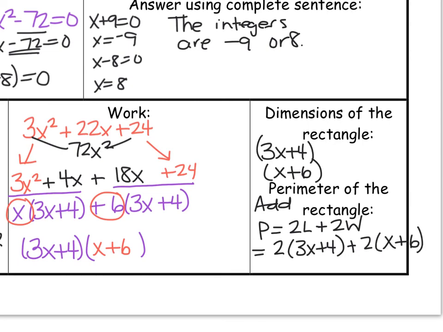It doesn't matter which one is the length and which one is the width. When we multiply those, we get 6x plus 8 plus 2x plus 12. And so the perimeter, when we combine like terms, is 8x plus 20.